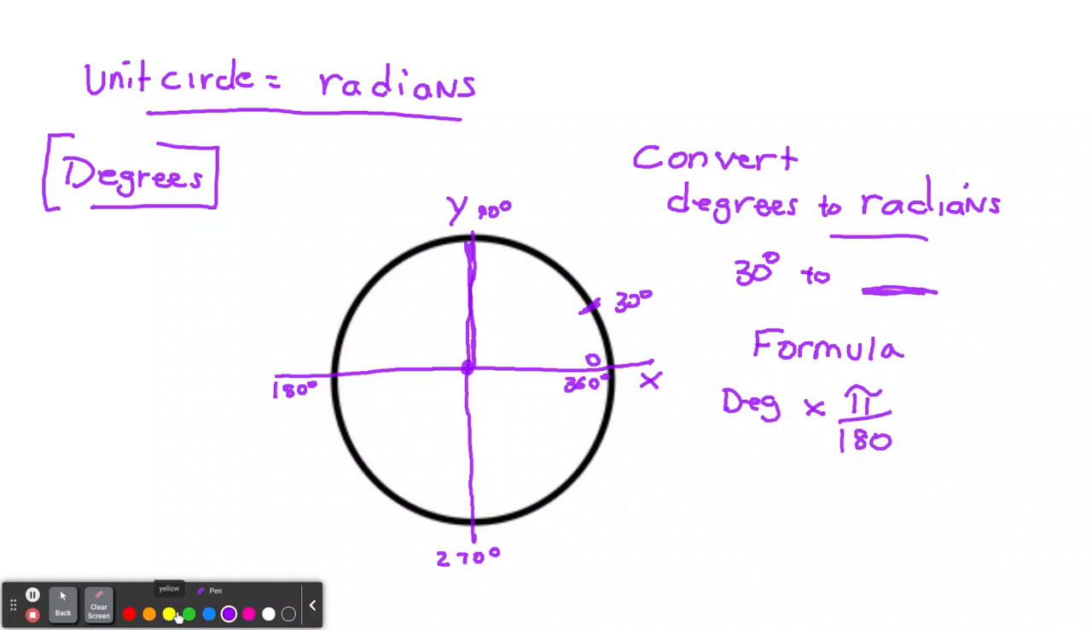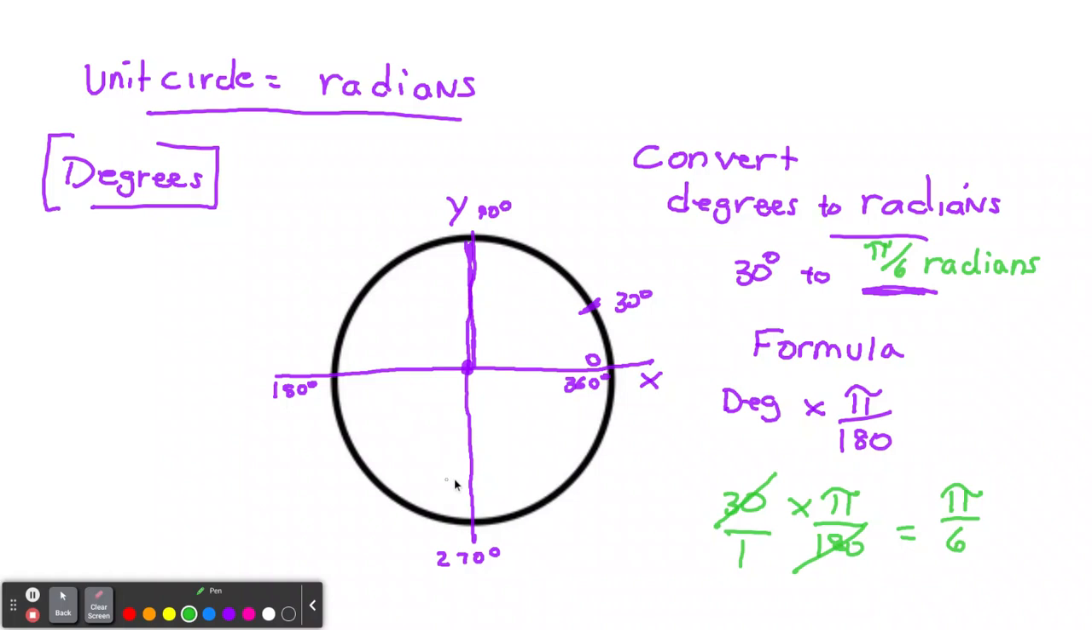So let's look at it. We'll change it to green here. We have 30 degrees times pi over 180. So that's going to give us, if we cross out the 30, if we simplify here, pi over 6. So 30 degrees is pi over 6 radians. Just remember the formula right over here.